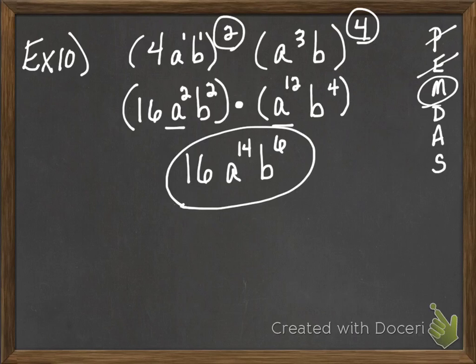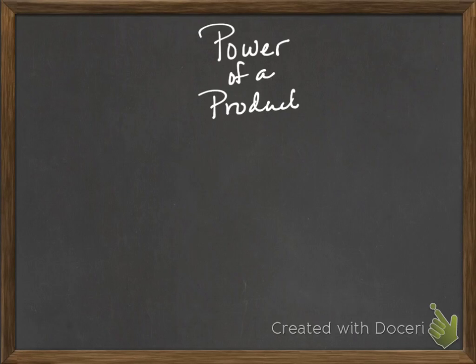All right, we're almost finished with our notes. Open up the next door, which is power of a product. Power of a product. We have one example that we're going to put under here. Power of a product. All right, underneath power of a product, we only have one example. That's going to be example 11.